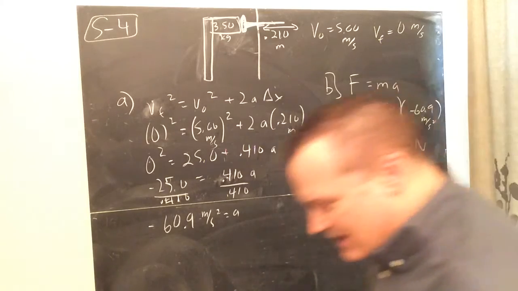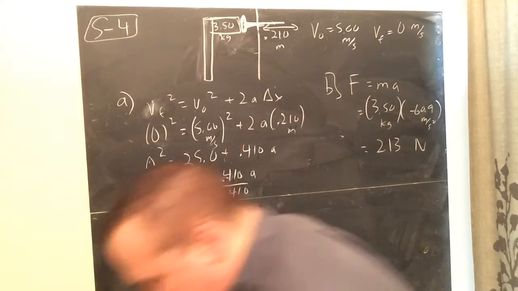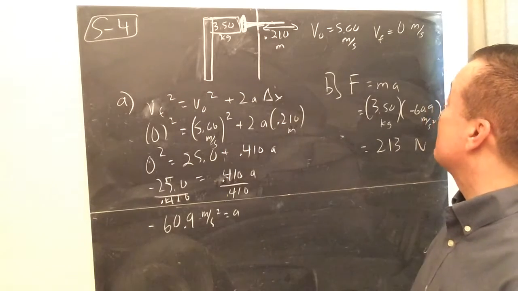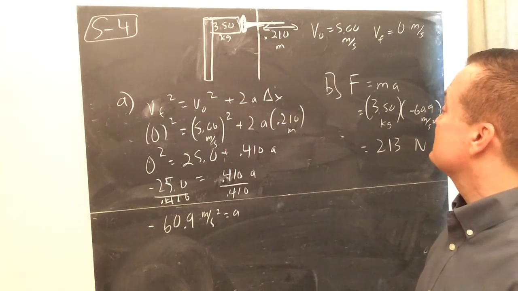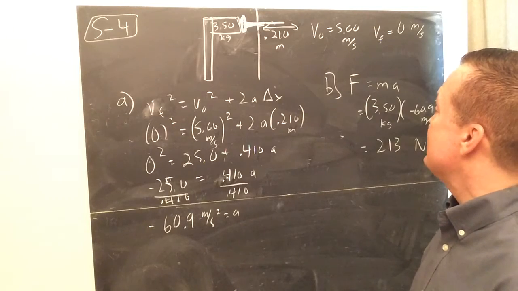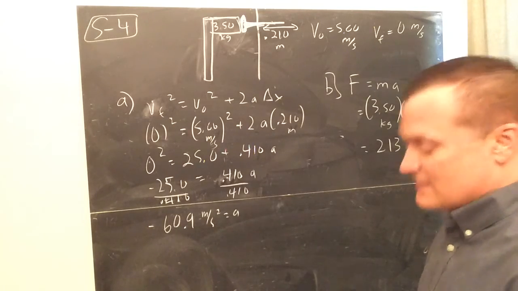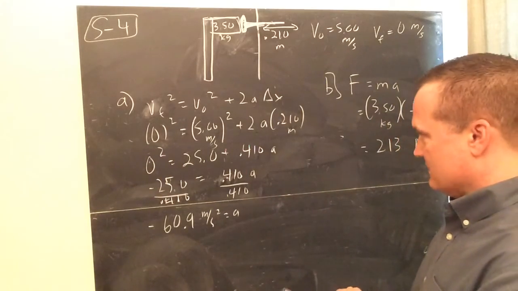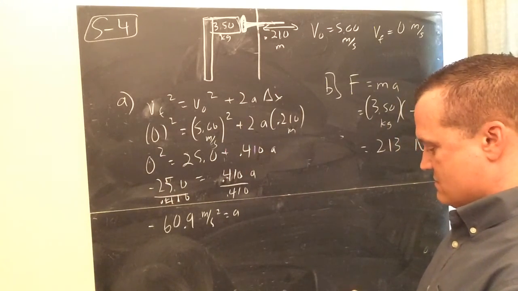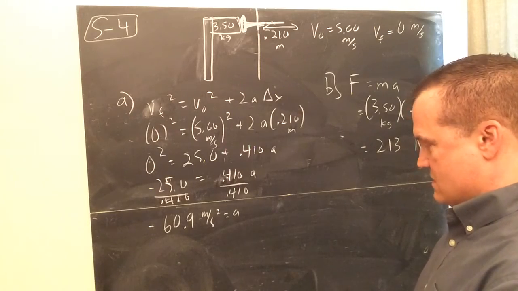All right, V final is 0, right? I double check my math. V final is 0. V initial is 5. V final squared is 5 squared, 25, plus 2 times a, the acceleration we don't know, times 0.210, the distance it went into the wall, right? Yes. So it is 25 divided by... Yeah, that looks like it's right.